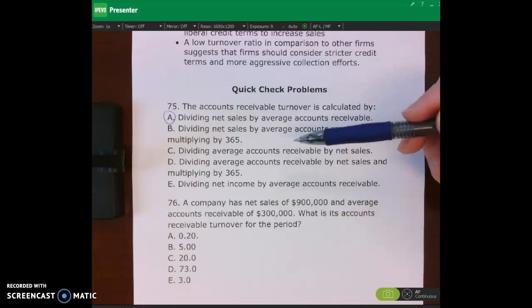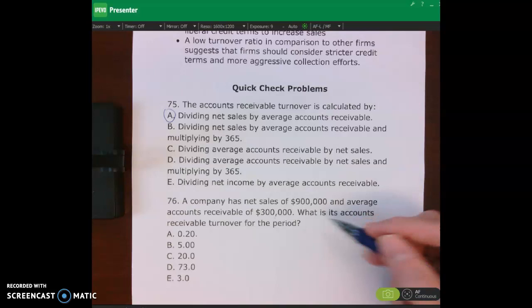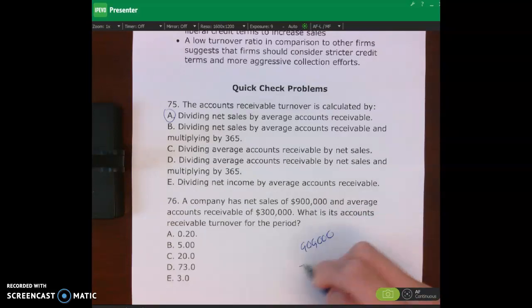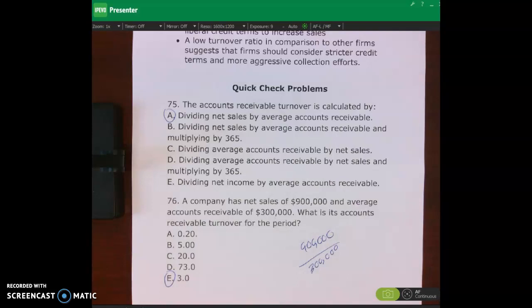And then number 76 right over here, our company has net sales of $900,000 and average accounts receivable of $300,000. So we take our net credit sales divided by our average accounts receivable, and that gives us 3. E is the right answer, okay?